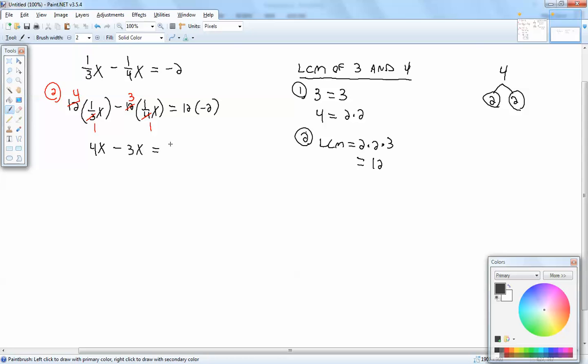Now 4 times 1 is 4 with an x, minus 3 times 1 is 3 with an x, equals 12 times negative 2 is negative 24. Now our note up at the top says in any step, combine like terms. 4x minus 3x is 1x, or just x, equals negative 24. We don't need to do any other steps because x is already by itself, so that's our answer.